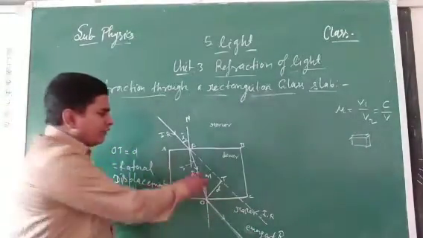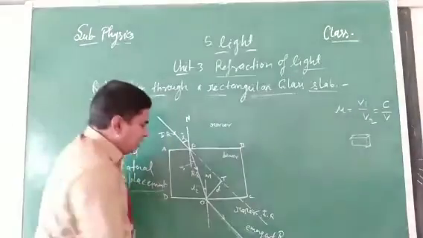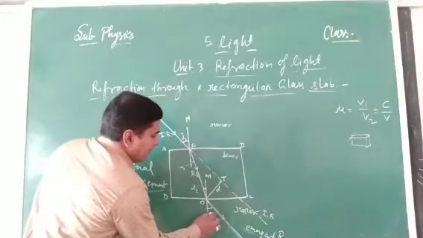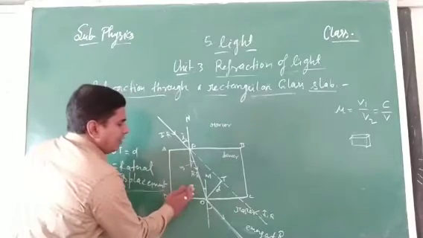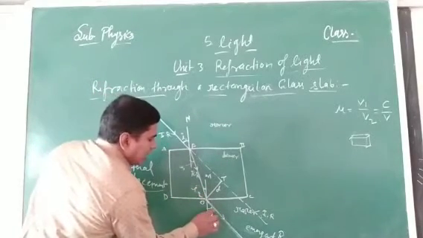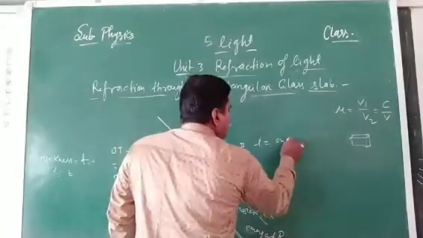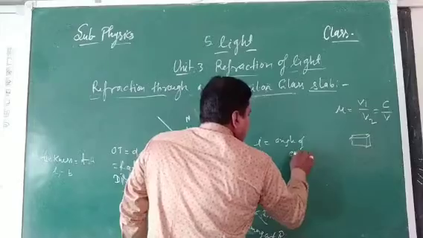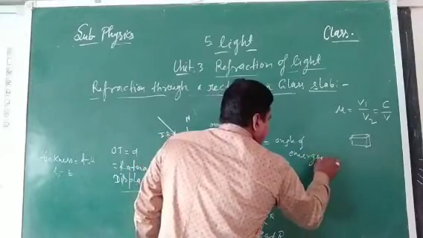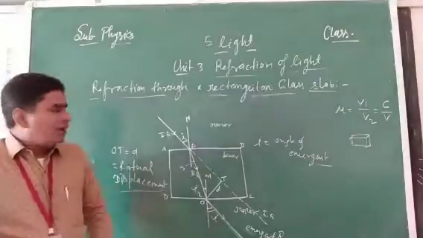Clear? So finally, this is called the emergent ray, and this is called the angle of emergence. Finally, this is called the angle of emergence, I. Clear?